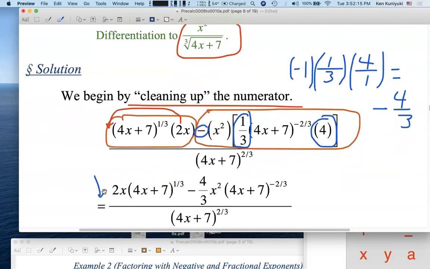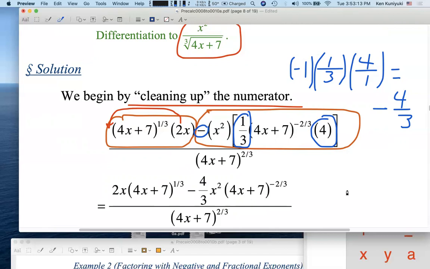Equals, don't forget the equal signs. Okay, we're indicating equivalence. We have the big fraction bar. The denominator stays the same. Okay, so this is no problem: 4x plus 7 all to the 2/3. On the top, the 2x we'll put on the left side. We have the power, 4x plus 7, all to the 1/3. If you're afraid that you're going to confuse the 1/3 as an exponent for 2x, you might actually prefer this. So it's up to you. But I'll put the 2x, the polynomial piece, on the left. That is conventional. And then for the second term in the top, we have the coefficient, the -4/3, and then the polynomial x squared, and then the power, 4x plus 7 to the -2/3. So I'm cleaning up the numerator. I'm making it look nicer. And that's part of the battle right there.